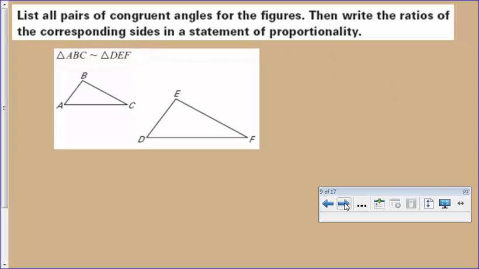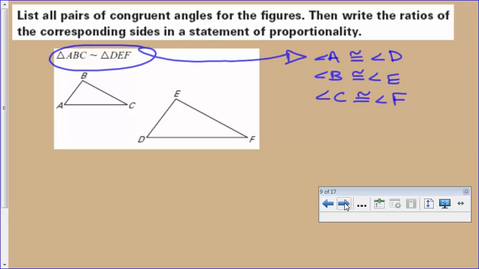In this case, we're going to write down, just like we did with congruent figures, our congruent angles, and then we're going to come up with a statement of proportionality to represent the sides. First things first though, this you've done before. These are my congruent angles, and I just used the similarity statement to come up with what goes together. Just like we've done before, first position goes with first position, second with second, third with third, etc.